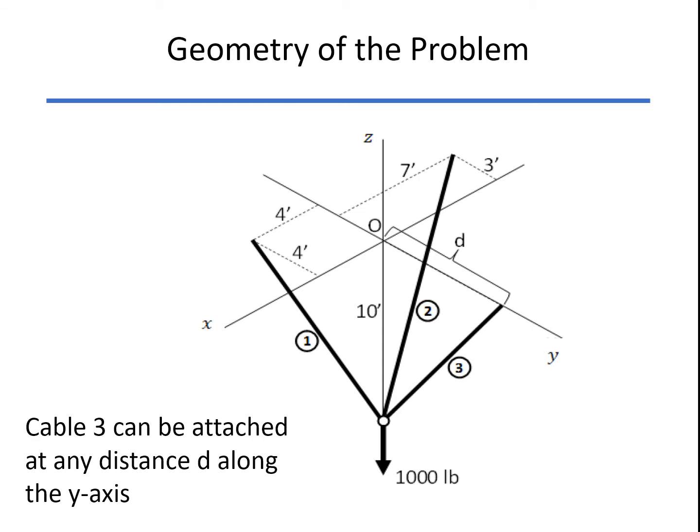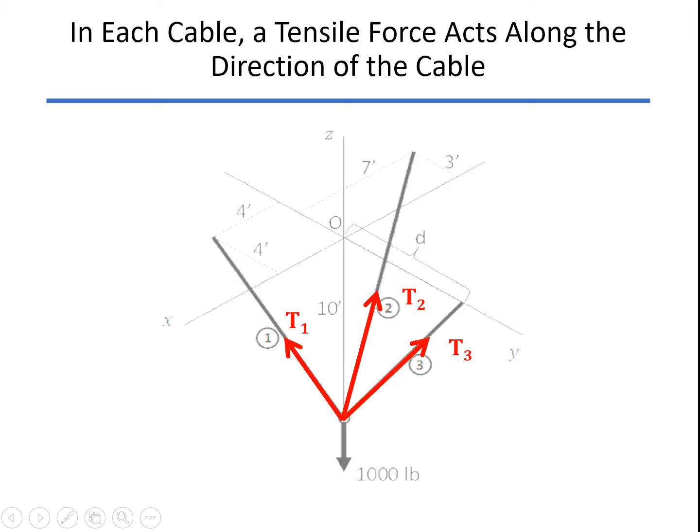So here's the geometry. This cable we call cable 1 is attached here, 4 feet away from the origin in both the X and the Y directions, and the origin is 10 feet above where we actually hang the weight. Cable 2 position is also fixed at this location, and cable 3 is kind of the variable one. We can attach this anywhere, so we'll say along the ceiling there's a beam running in that direction. We can attach this anywhere along the beam. Now, we can take each one of those forces in the cables and know that those tension forces have to act along the direction of the cable.